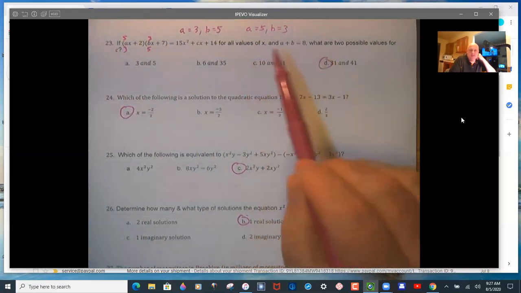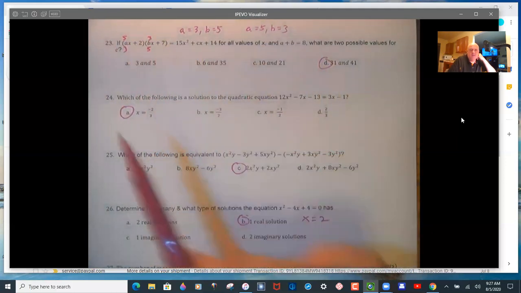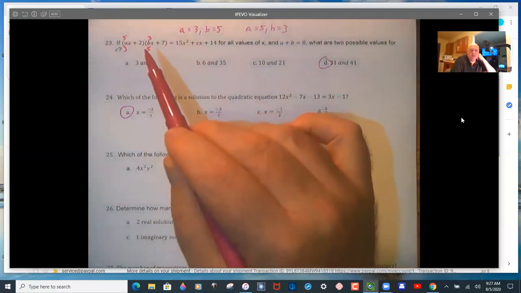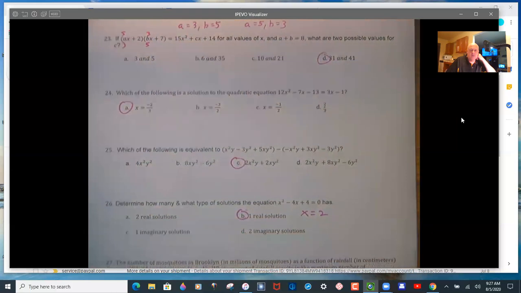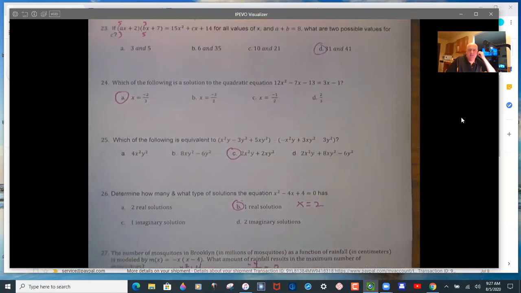Again, based on this description, the sum has to be 8, and I know the product of the first two has to be 15x squared. So you got to look at the outer product plus the inner for both of those possibilities. Another really good SAT style problem is 23.